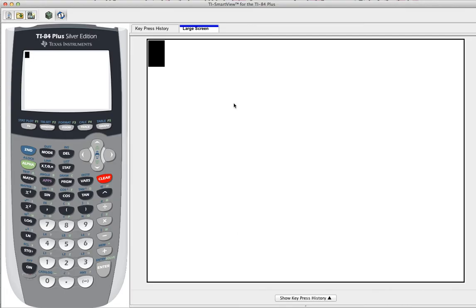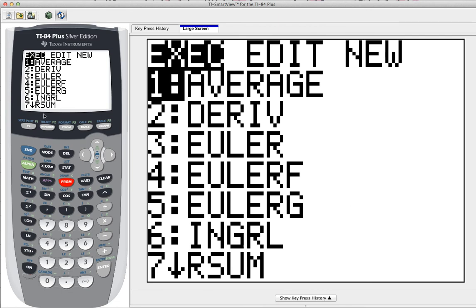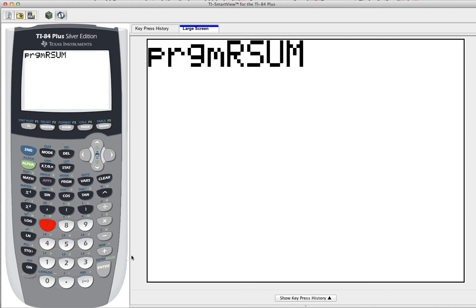Okay, now let's see if I can actually get this to work. If you have your calculators, I believe I gave you a program called rsum, Riemann sum. And if you don't have that one, you can use INGRL, which is integral. But I'm going to use rsum today. So we'll run the program. Oh, wait, sorry, back up.